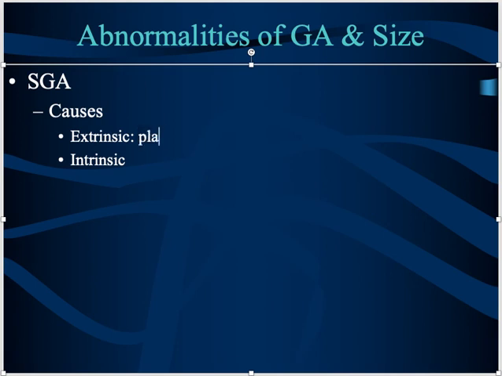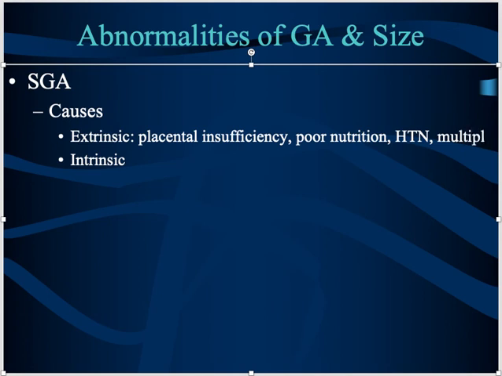Like placental insufficiency. What it means is the placenta is not supplying enough blood, which is required by the baby. For example, if the mother is not taking proper nutrition or has poor nutrition. For example, if the mother has hypertension, that's what I told you, it will keep on coming again and again. For example, if there was twin pregnancy or multiple pregnancies or triplets, multiple pregnancies.